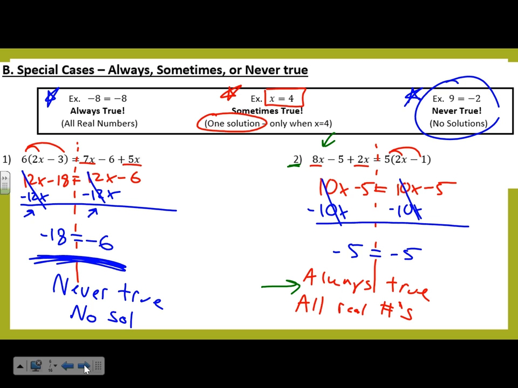Whereas this one, number 1 over here, it doesn't matter what you plug in, it's always going to be false. You'll never get two things that are actually equal to each other. Now again, the middle thing, sometimes you get two things that are equal if you plug in the right number, but those other two, it doesn't matter what number you plug in.